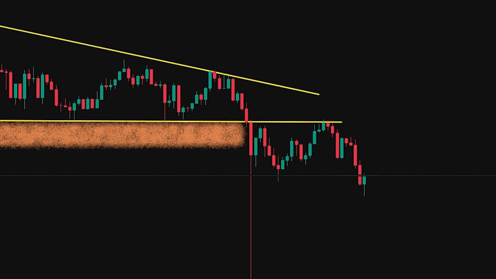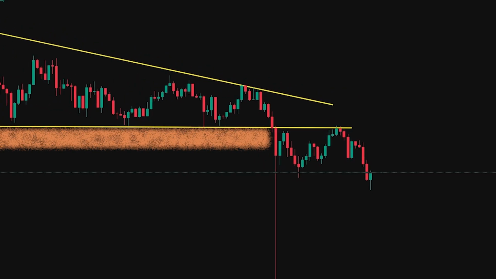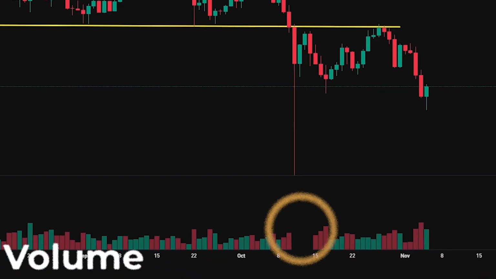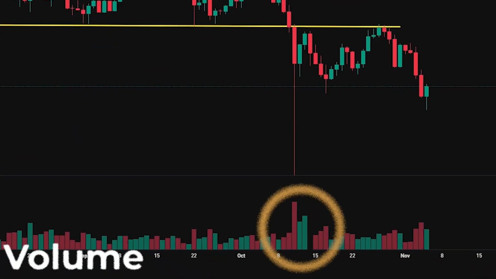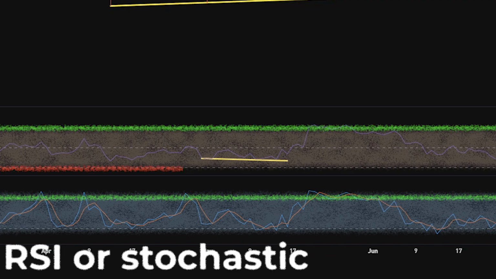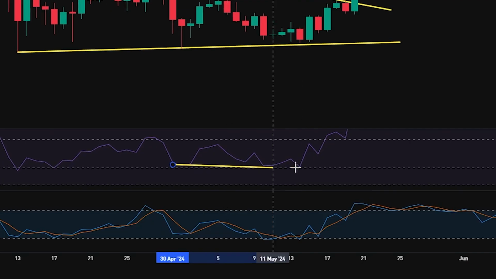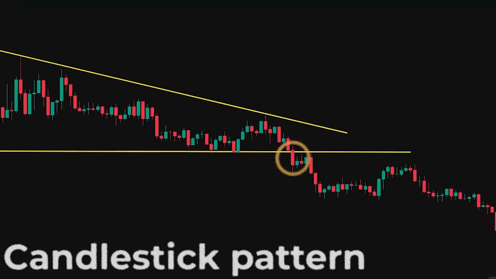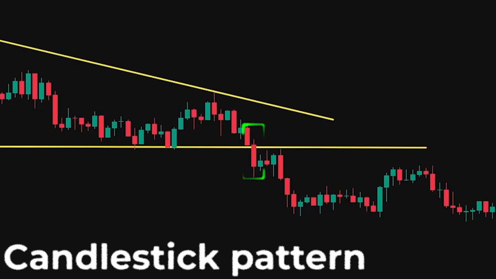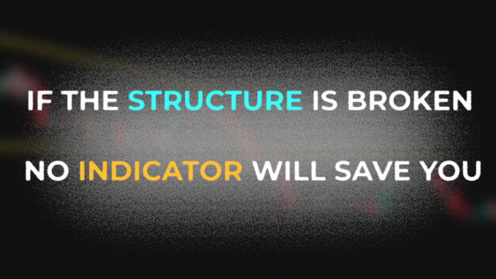A triangle itself is a structure, but if you want to improve accuracy, add confirmation. Here are 3 options. Volume. If there's a volume spike on the breakout, that adds confidence. It means real participation. RSI or stochastic. If the breakout coincides with exiting the overbought or oversold zone, good. You can also look for divergences. Candlestick pattern. For example, an impulse candle or engulfing after the breakout, an excellent entry trigger. But remember, these are filters, not signals. If the structure is broken, no indicator will save you.